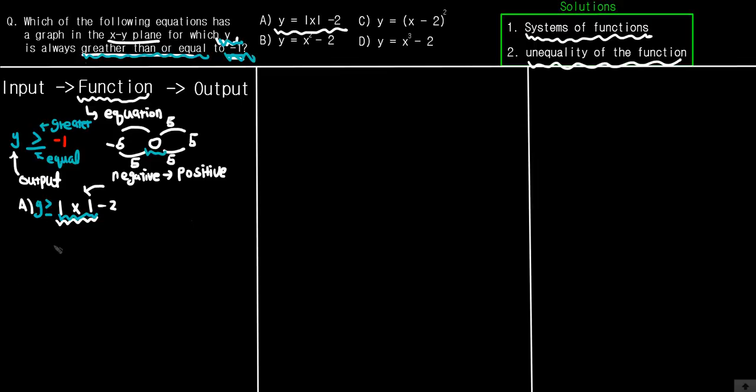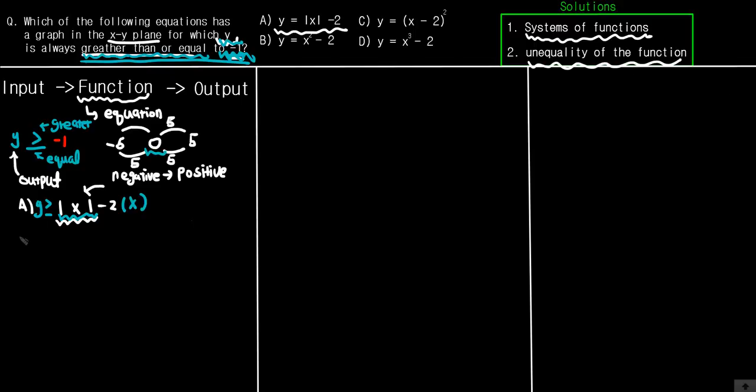So let's input a value of 0 for x. If we input 0, we get y equal to the absolute value of 0, minus 2. The absolute value of 0 is just 0, so we get -2. In the coordinate plane, this is the x coordinate and this is the y value. According to our inequality, y should always be greater than or equal to -1, but it is -2, which means this doesn't satisfy our inequality. So we can cancel this out from our choices. This is not the proper choice for our answer.